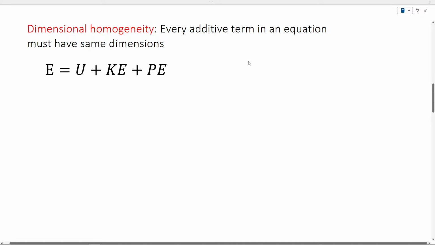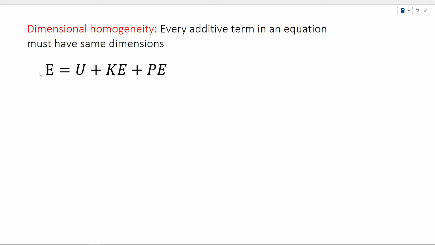Dimensional homogeneity: every additive term in an equation must have the same dimension. So this term must have the same dimension as this one, as this one, as this one. The dimension on the left hand side is the same as the dimensions of the terms on the right hand side. That's called dimensional homogeneity.